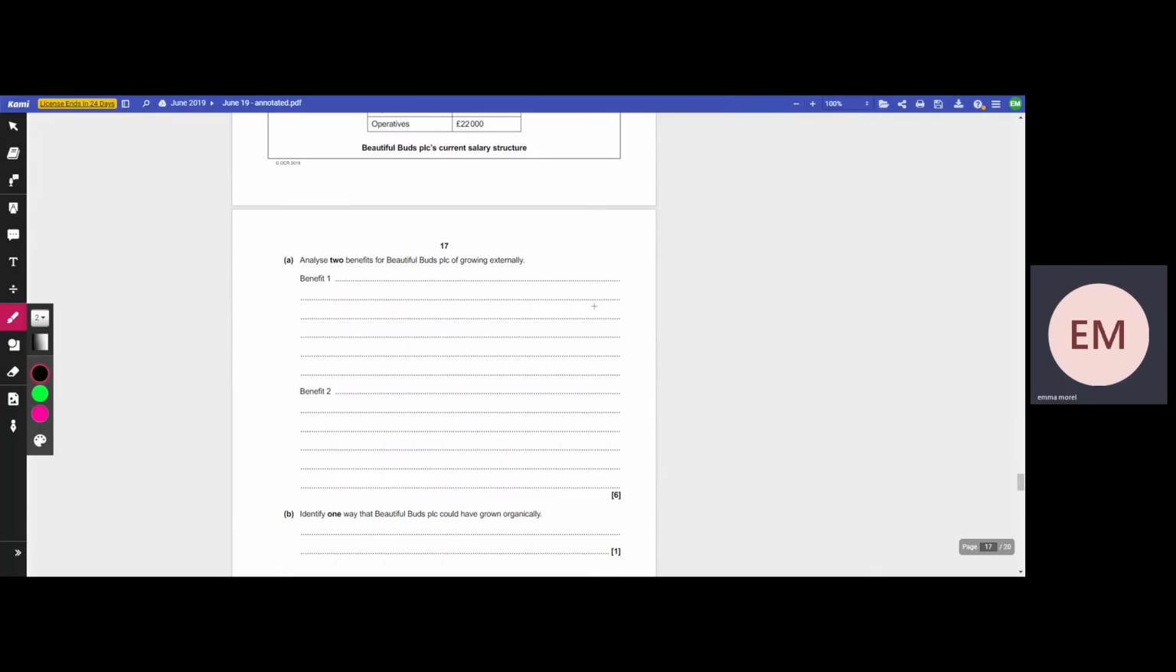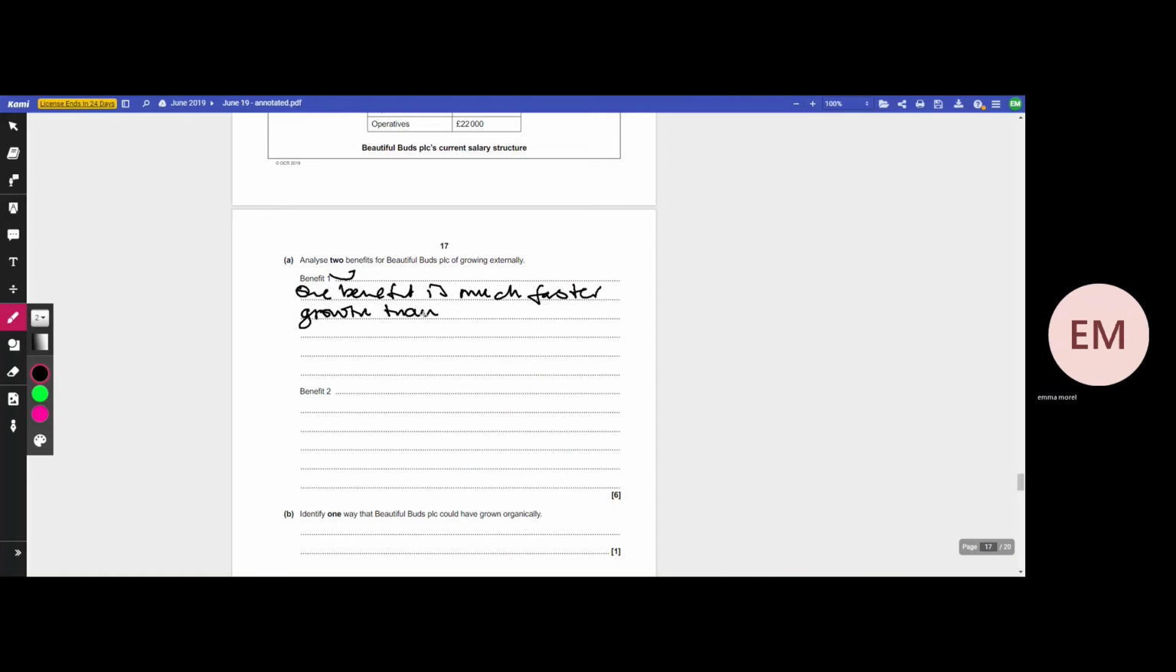So 2 benefits to growing externally. Okay, so 1 benefit, and it's got to be to Beautiful Buds. So 1 benefit is much faster growth than trying to sell more plants using internal growth. Okay, so I said it's faster.